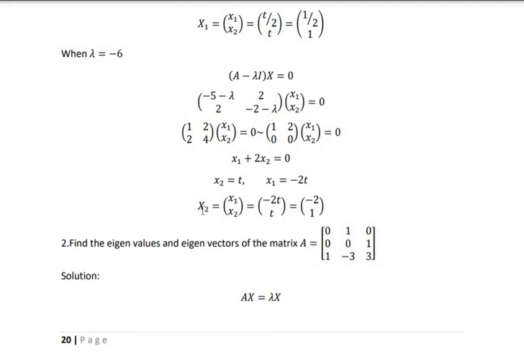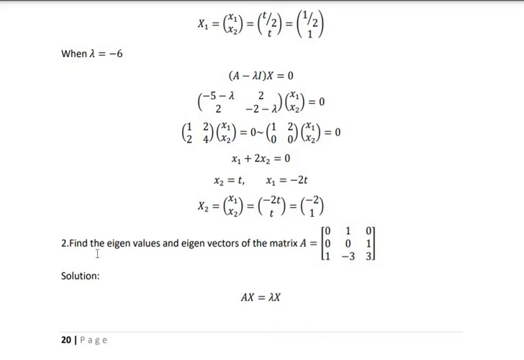So that is the eigenvector corresponding to lambda is equal to minus 6. That will be equal to x1, x2. What is x1? Minus 2t. Then what is x2? t. So the eigenvector is minus 2, 1. So these are the eigenvectors.